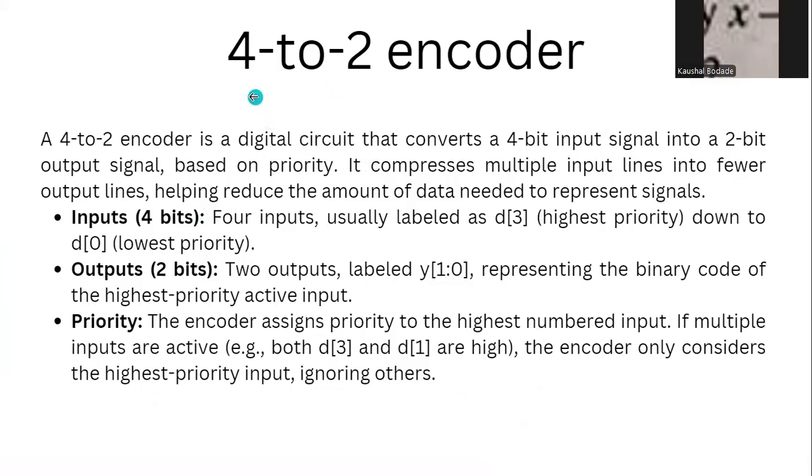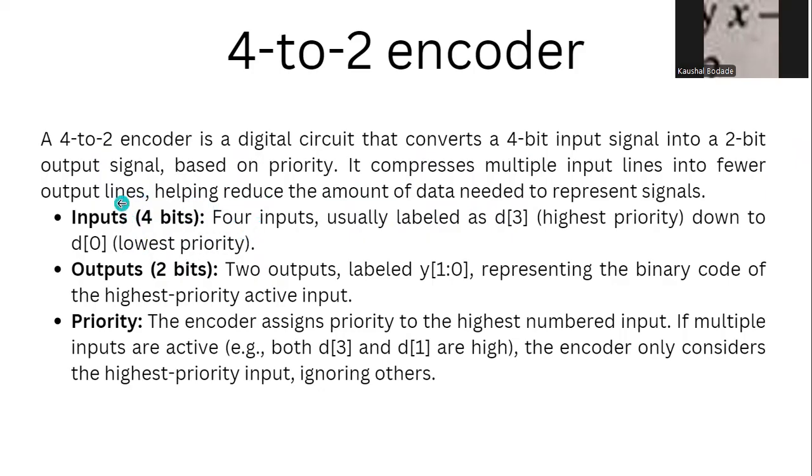Now we will learn what a 4 to 2 encoder is, since we are making a 4 to 2 encoder. A 4 to 2 encoder is a digital circuit that converts a 4-bit input, meaning it has 4 inputs, into a 2-bit output signal, meaning it has 2 outputs, based on priority. It compresses multiple input lines into fewer output lines, helping reduce the amount of data needed to represent a signal.